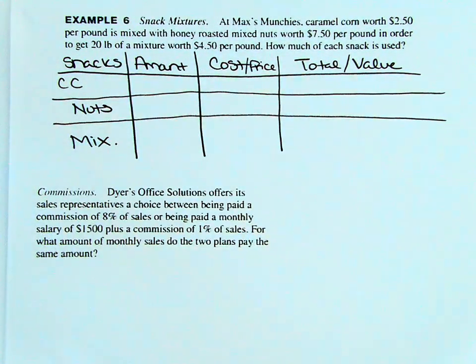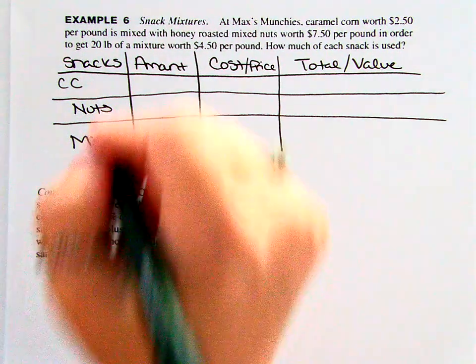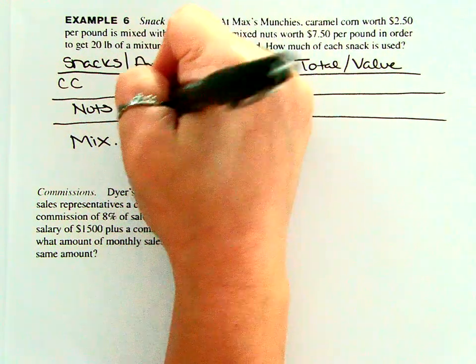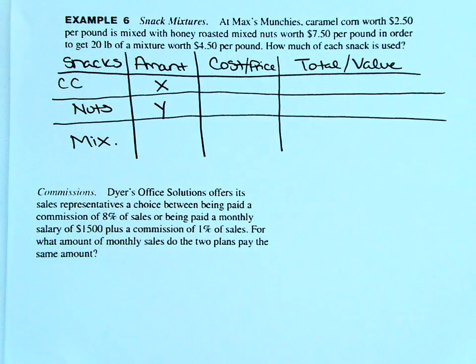Now, from our information, we don't know how much of our caramel corn or our nuts. That's what we're trying to figure out, right? Those are the two unknowns. So I'm going to call caramel corn X and nuts Y. You can call them A and B, you can call them C and N, you can call them whatever you want. I'm going X and Y because that's what we generally use in math. Do we know how much of the mixture we should get? 20 pounds.